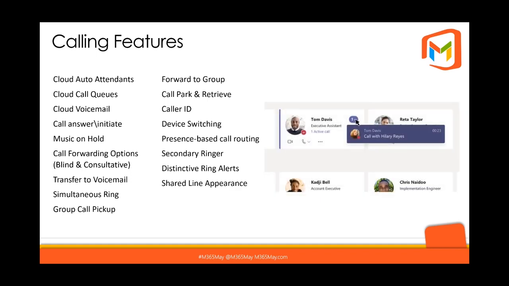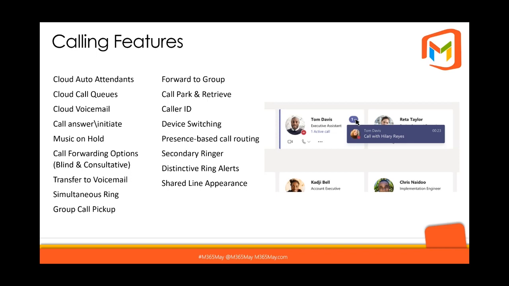We have shared line appearance. So that works in conjunction with the delegate setup. So I want to be a delegate for somebody else. I can see them in the top of my Teams client, and I can actually see who they're on a call with. I can see they're on a call and I can see who they're actually talking to.